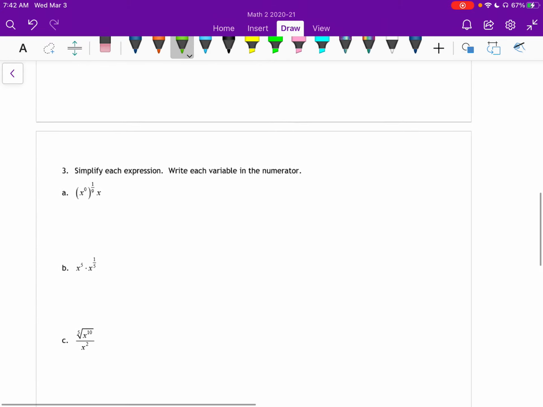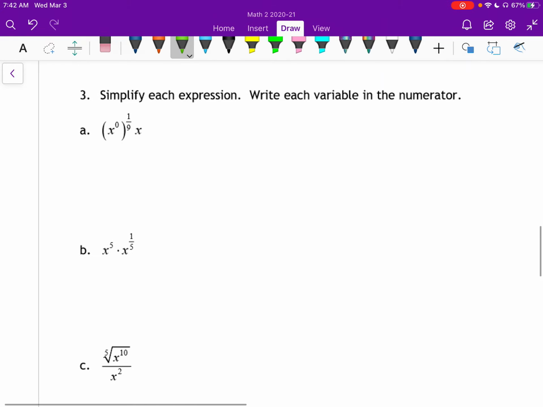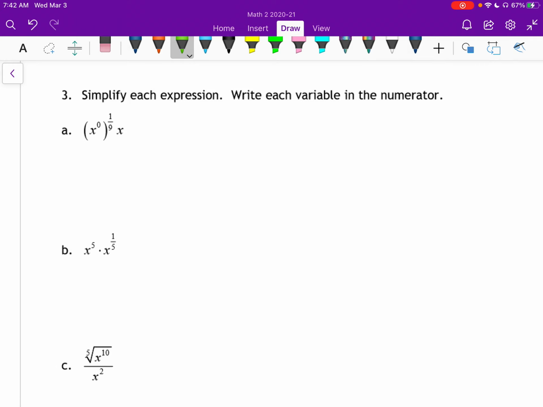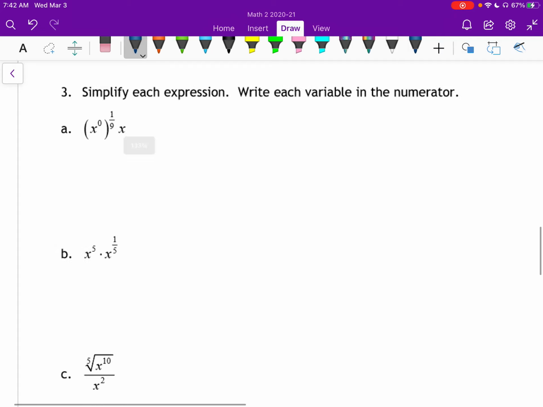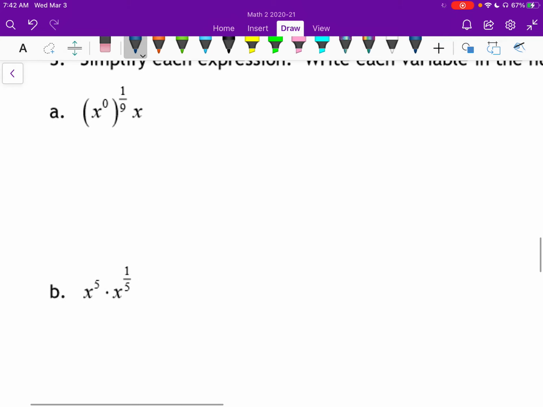Oh, we have another page. Simplify each expression, write each variable in the numerator. So regardless of what number it is, it has to be in the numerator. X to the 0 is 1, to the 1 over 9 times x. 1 to the 1/9 is just going to be 1. So this will just be a plain old x.